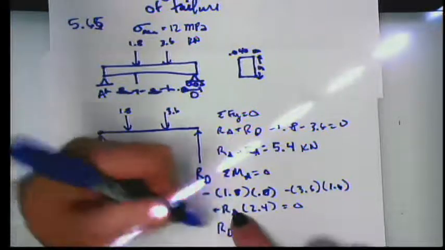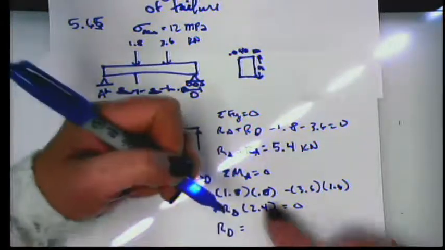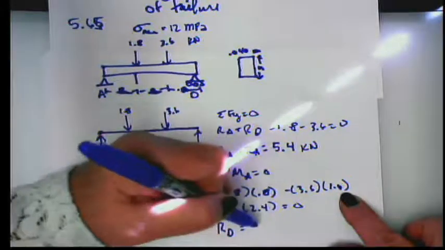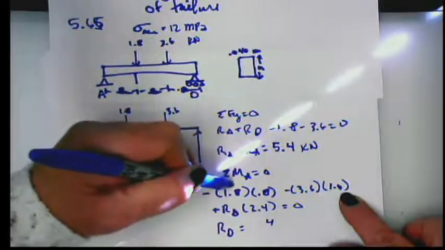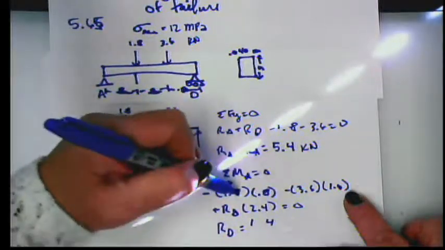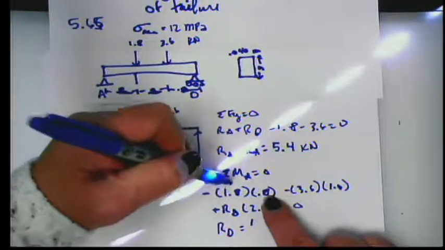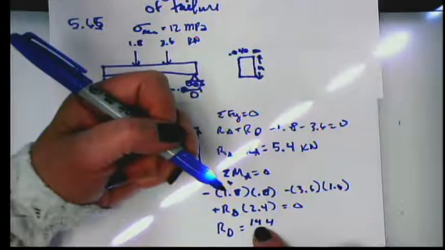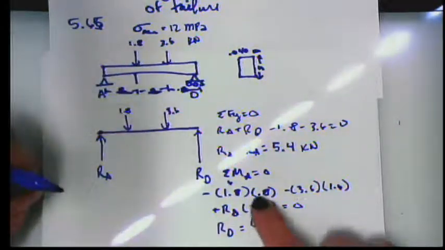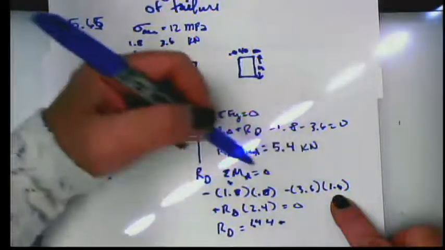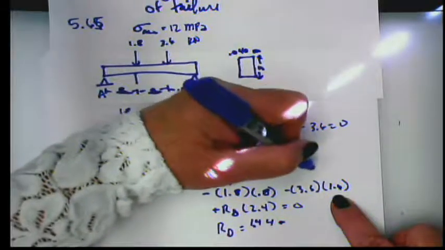So the reaction at D, if I keep this on the left-hand side, is equal to 1.8 times 0.8, which is 8 times 8 is 64, carry that, 8 plus 6 is 14. So that's going to be 1.44 plus 3.6 times 1.6. 6 times, I'm just going to do my calculator.